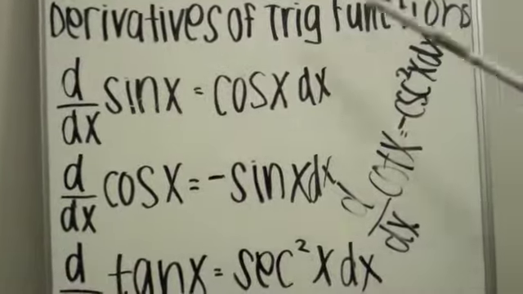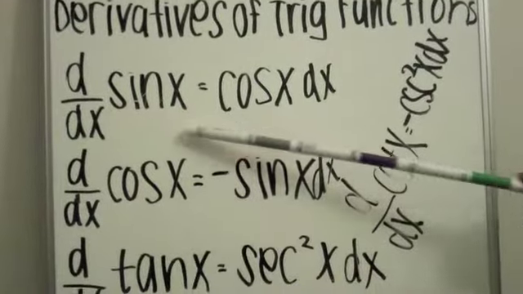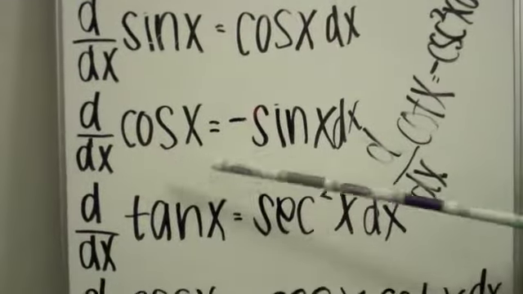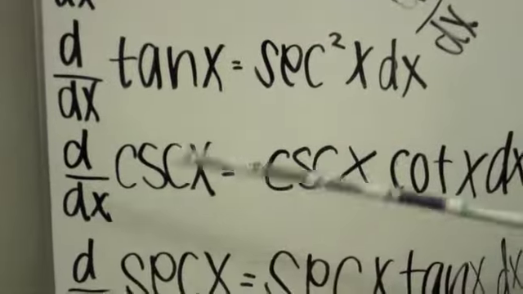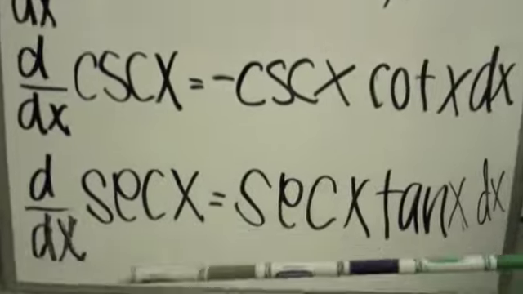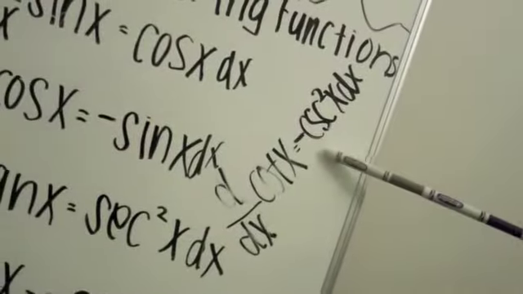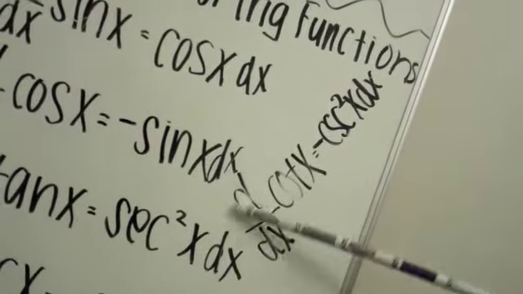Derivatives of trig functions. The derivative of sine x is cosine x. Cosine x is negative sine x. Tangent x is secant squared x. Cosecant x is negative cosecant x cotangent x. Secant x is secant x tangent x. And cotangent x is negative cosecant squared x dx.